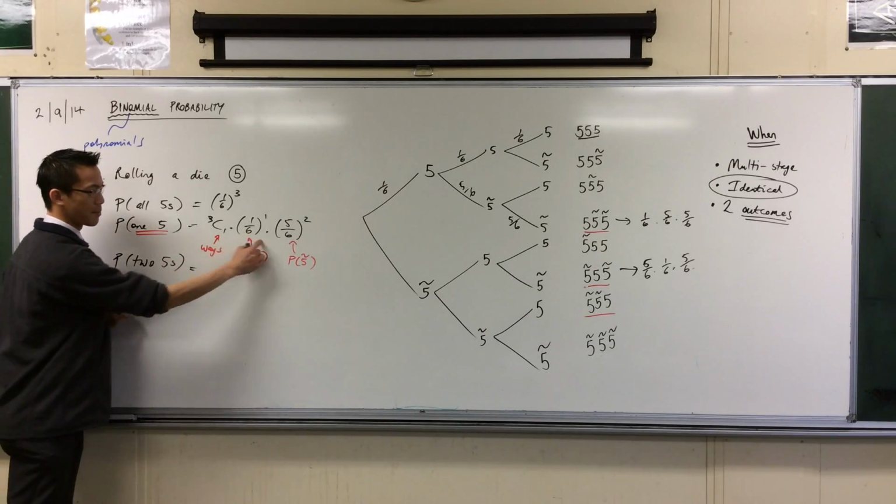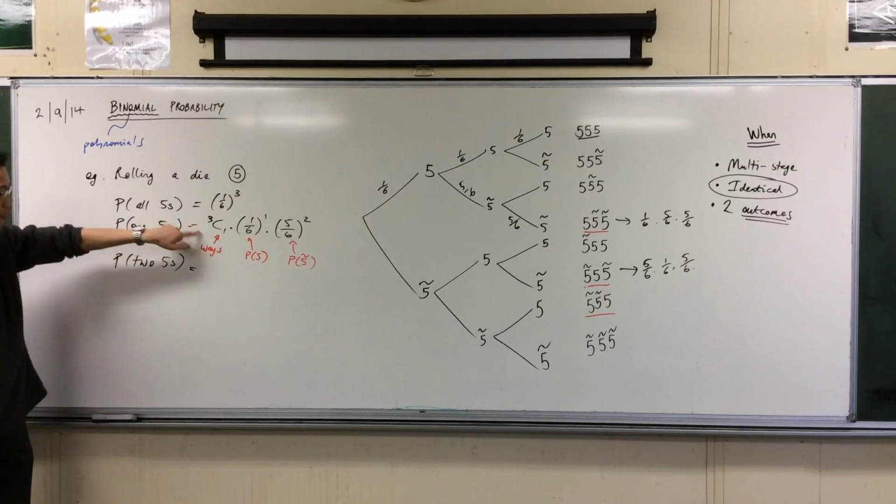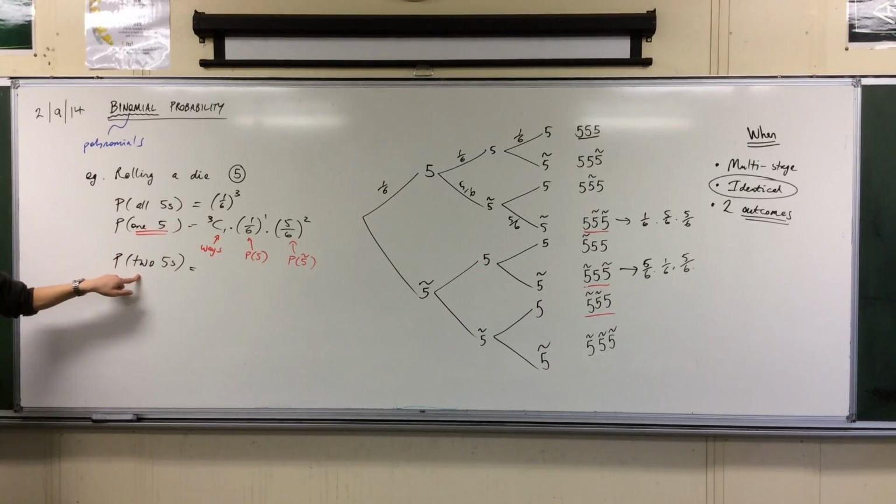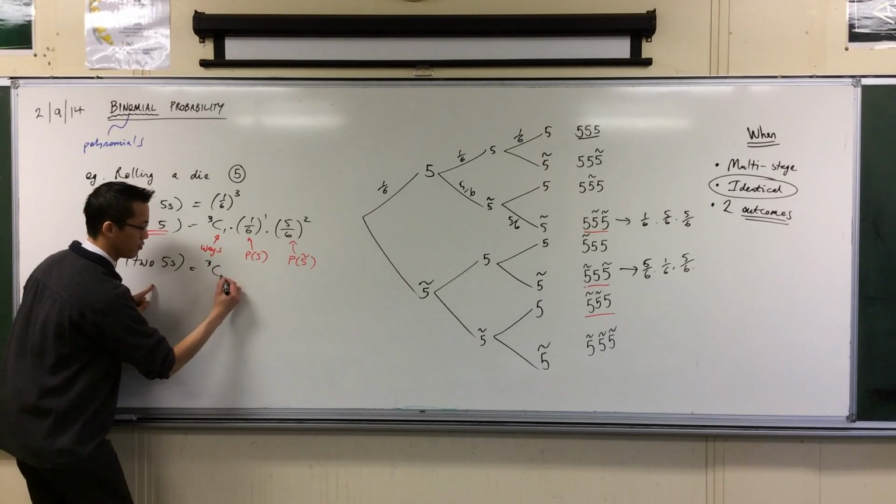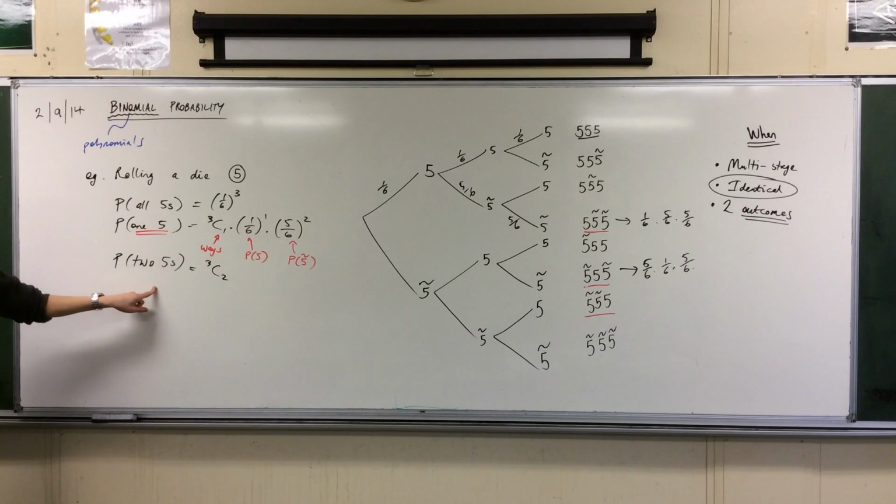I've got three components, right? First, I want to work out, well, how many ways is this possible? How many arrangements are favorable here? And the answer is 3 choose 2, because I want 2 5s, right?